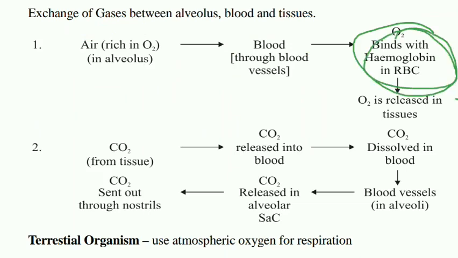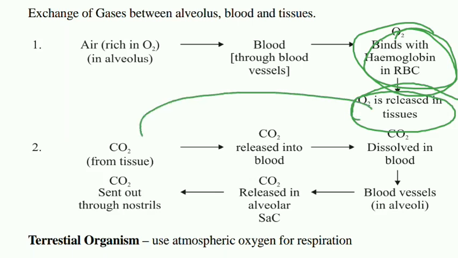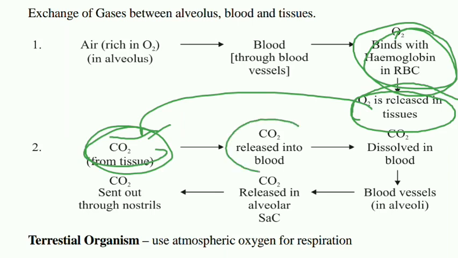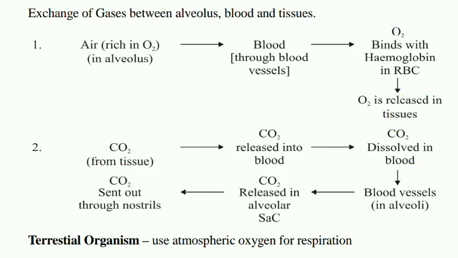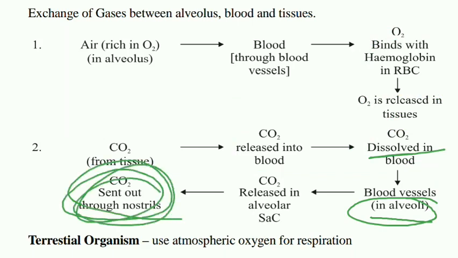Now this O2 is used by the tissue, and formation of carbon dioxide takes place. So this O2 is converted into carbon dioxide, released into the blood, and dissolved in plasma. Dissolved in blood plasma is approximately 70%, and 20% is also carried by the RBCs. So basically the most amount of carbon dioxide is carried dissolved in blood. Then from this blood it again goes to the alveoli, and from there it goes out through the nose, and we exhale.